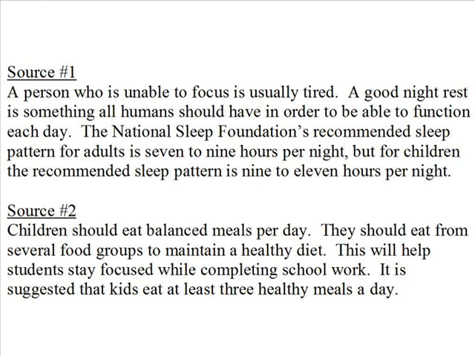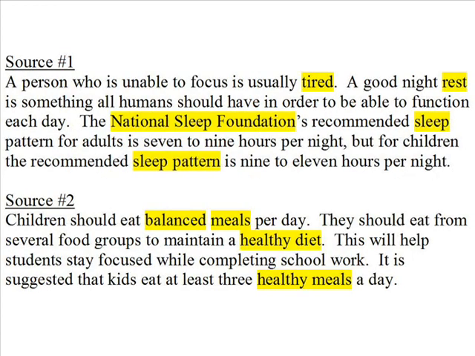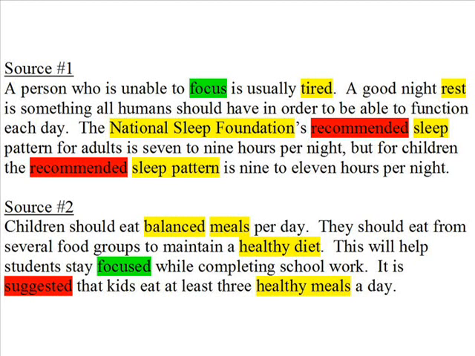Okay, what I'm going to do now is look at source number 1, and highlight keywords that will help me understand the main idea and supporting details, giving me a better understanding of what the text is actually about. Okay, so I'm going to highlight in yellow words like tired, rest, National Sleep Foundation, sleep, and sleep pattern. Next, I'm going to highlight the word recommended in red. And the last thing I'm going to do is highlight the word focused. I'm going to highlight that word in green.